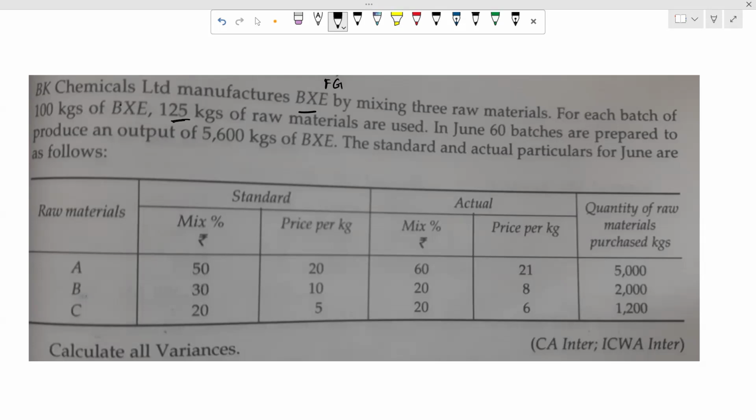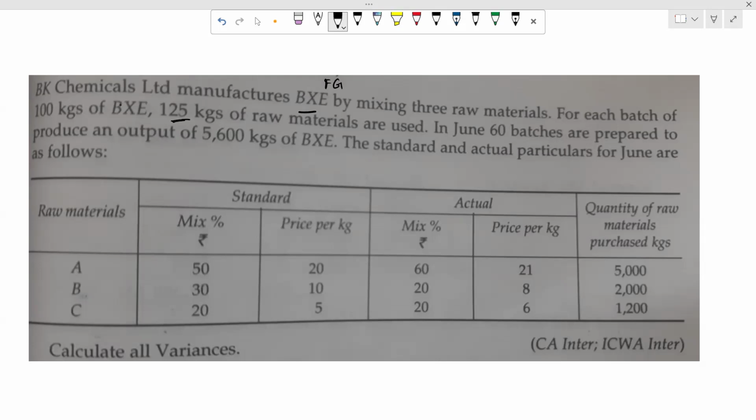In June, 60 batches are prepared to produce an output of 5,600 kg of BXE. So in the month of June, we produced in 60 batches and the total actual output is 5,600 kg of BXE. The standard and actual particulars for June are as follows.